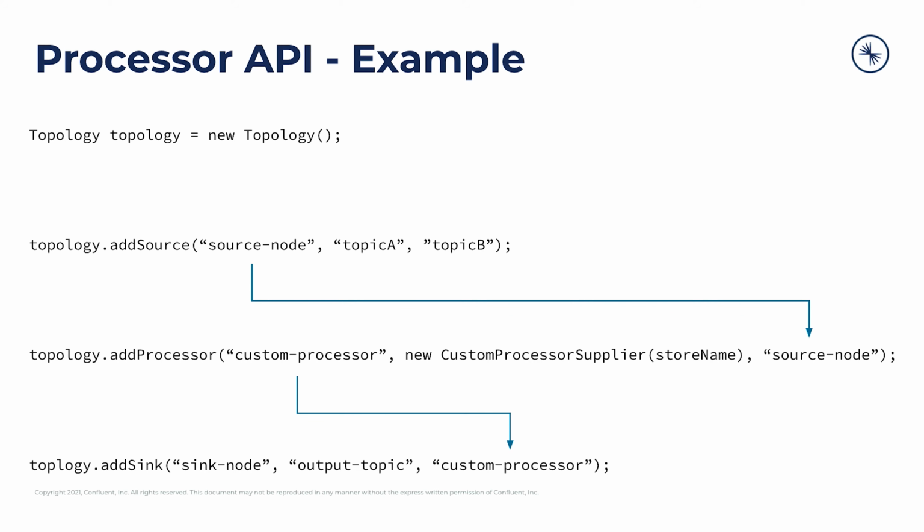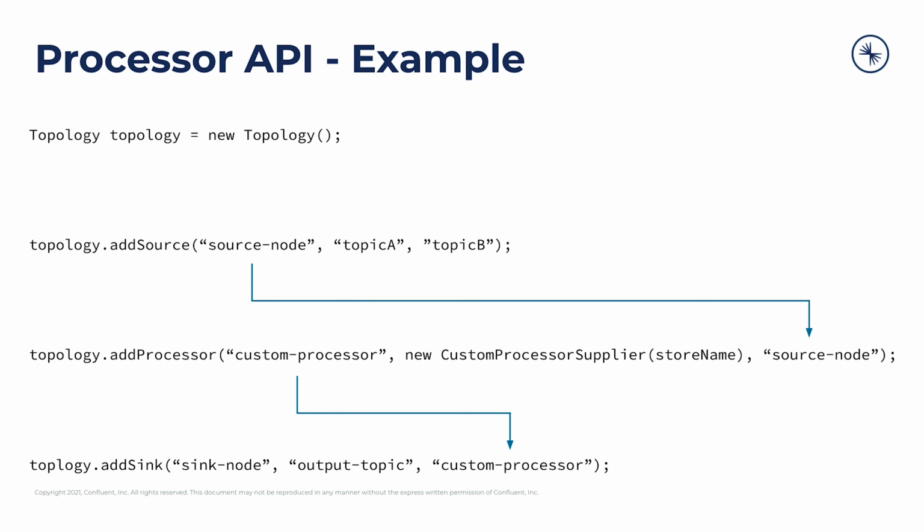Now also note that the last argument to the add processor method is source node. So this is just the parent node for this processor, and it says hook this up to the source node that we created earlier, and any records in source node will then be able to be forwarded down to the custom processor that we have just attached.